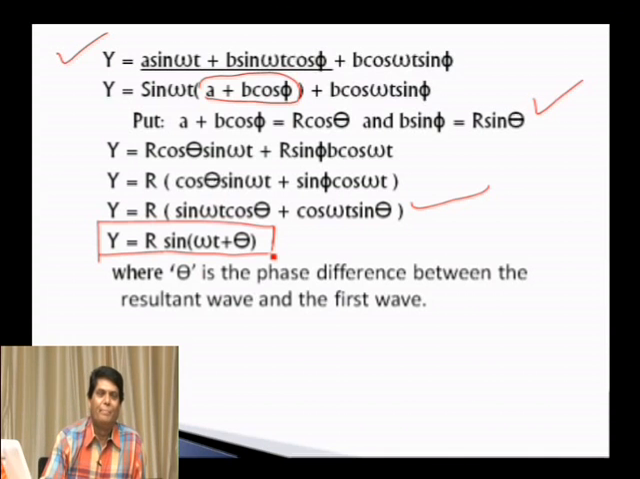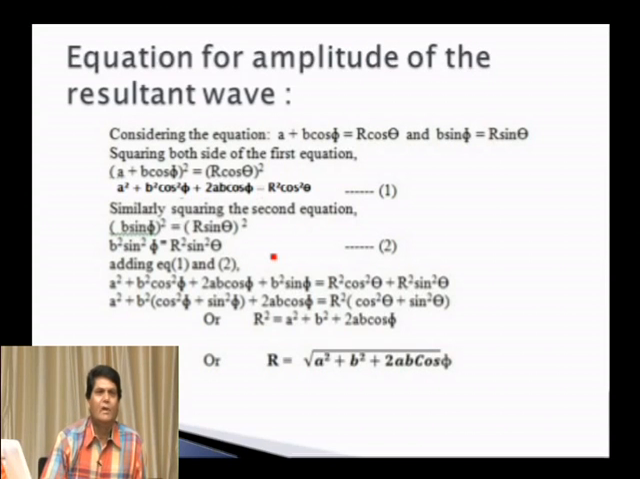Now, can we use this relation? Here R is the magnitude of the resultant. Can we use this expression to show that there are two types of interference, constructive interference as well as destructive interference? Yes. Now, let us try to find out the resultant magnitude of the two waves first.